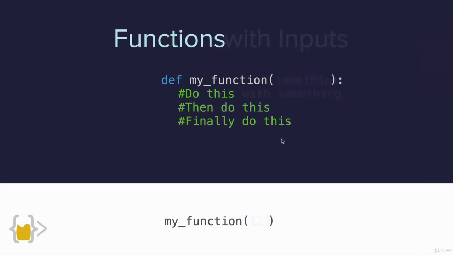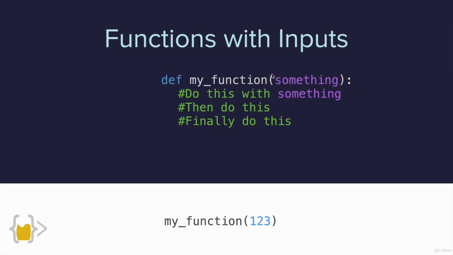Now, the next type of function we saw actually had something inside the parentheses. This something is an input which can be passed over when we call the function. In this case, 123 is the argument which gets passed in to this parameter called something, and then it gets used within the body of the function. The second type of function, the functions which allow for inputs, gives us the ability to modify the code in the function and to get it to do something different each time, depending on what input was passed in.